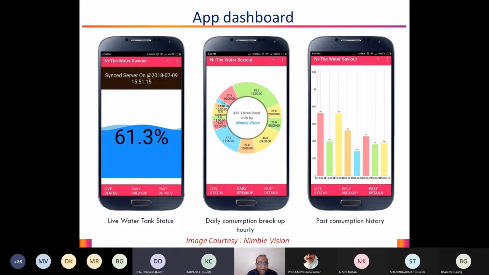So some of the snapshots of the dashboard look like this, like the live water tank. At any point of time you can just open this app and check what kind of water level is there in the tank, and then you can always check the daily consumption breakup and hourly consumption breakup.